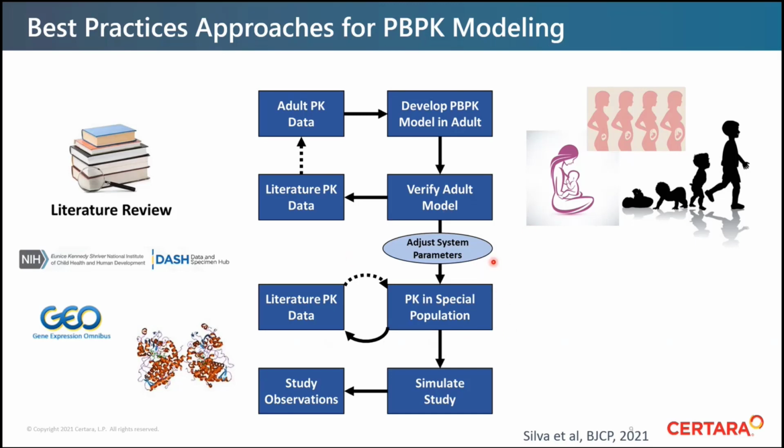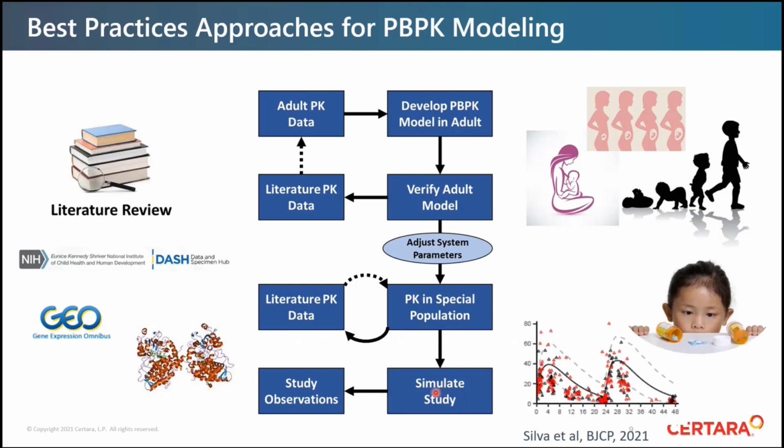Now, to get information on these system parameters, you will then again go back to your literature data and potentially find some PK data that we can use to verify our model is accurately predicting. And then you can use that to simulate your study. And then the goal would be that your observations from that study would fit the model that you've simulated. So you can see here an example of where the model's been simulated and the data overlaid, and trying to see, are the study observations lying within a reasonable prediction interval.